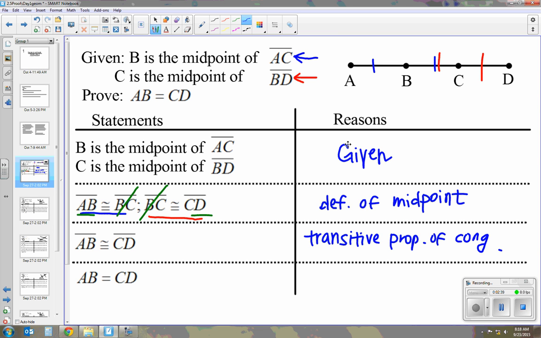All right, next we have AB is equal to CD. Well, if we look at the line right above it, I notice that the congruency and equality sign is changed, but AB and CD are the same. And when we change from congruency to equality, that's our definition of segment congruence. Okay, so that's our first proof, and that's all you're doing. You're just looking for the properties, the reasons of why I wrote those statements down.